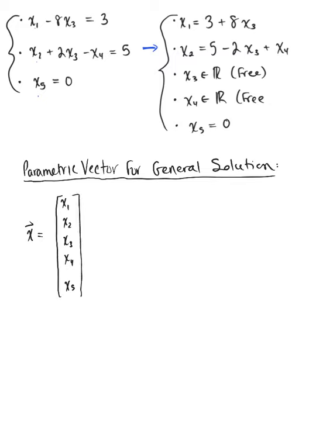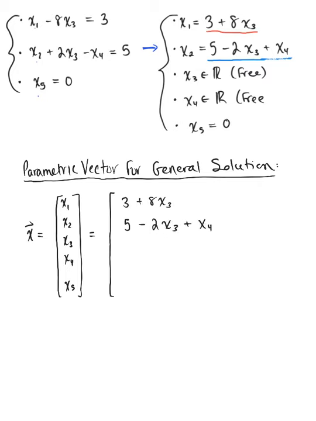And now we're going to start here by simply writing what we found in the linear equation form of our solution. So x sub 1, we know, of course, is equal to 3 plus 8x sub 3. So I have 3 plus 8 times x sub 3. X sub 2 is equal to 5 minus 2x sub 3 plus x sub 4. So I have 5 minus 2x sub 3 plus x sub 4.